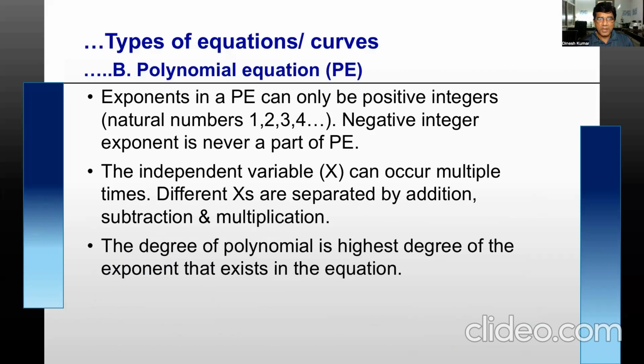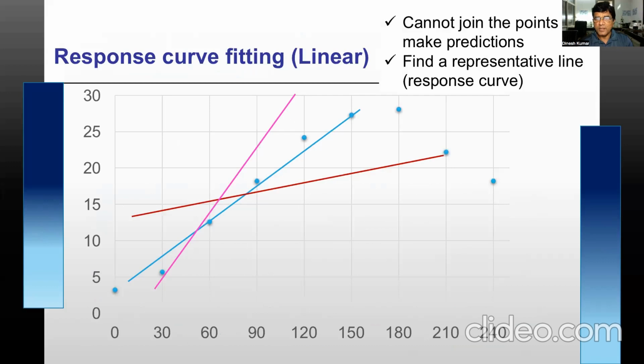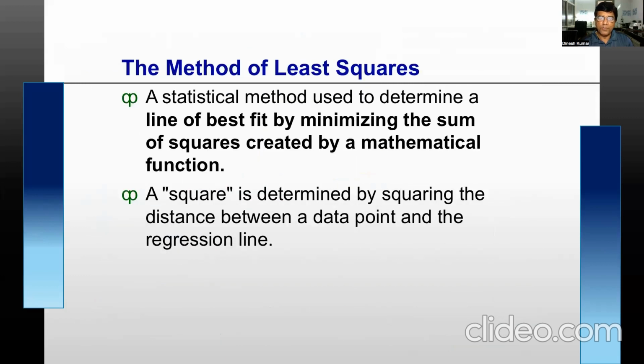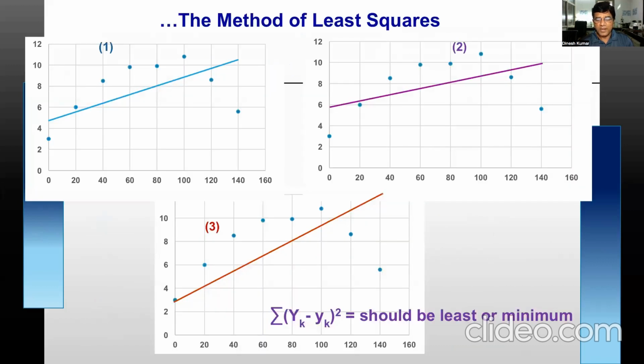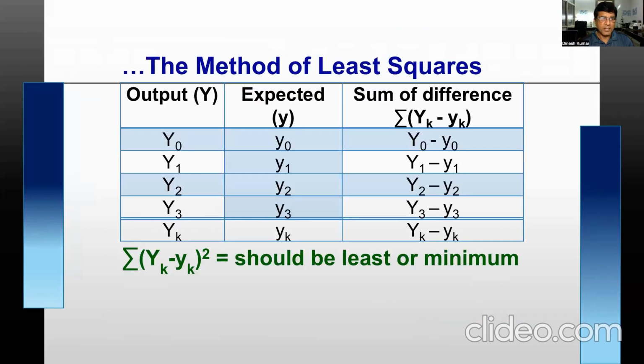And if you remember type of equations, polynomial equations, and response curve fitting by method of least square, we need to find out the value of A and B. If that is done, that means this equation will result in the least sum of squares, or this will be the best fit. So we try to understand this, that the sum of square of differences of distances should be the least. You could follow all these, I think.